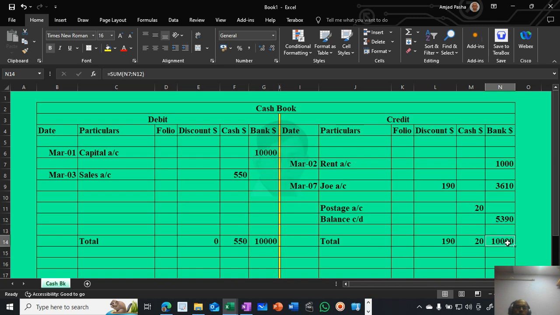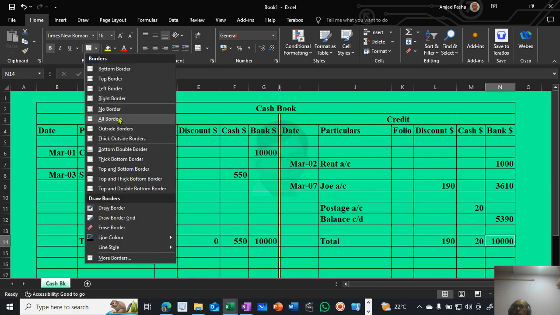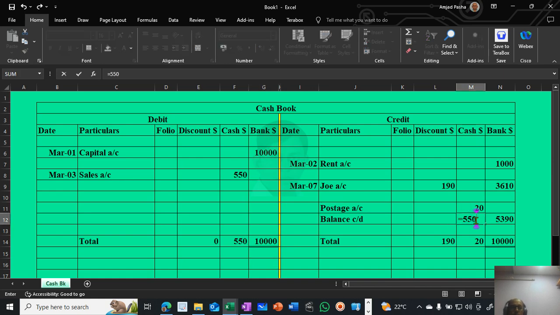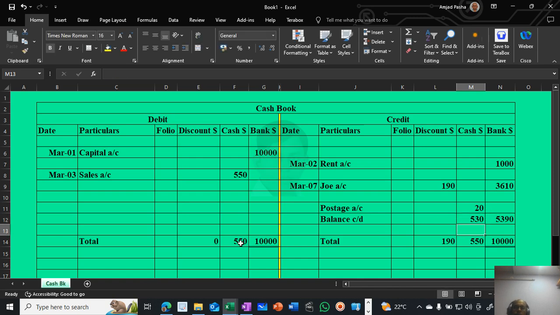So the total should be such that whatever amount you put, the total will be the same. To find that, we have to put that balancing figure. This is the balancing figure. That's why it's called balance carried down. Similarly, here it is 550 and here it is 20. So what you have to do here also is 550 minus 20, 530, so that both the totals become 550.